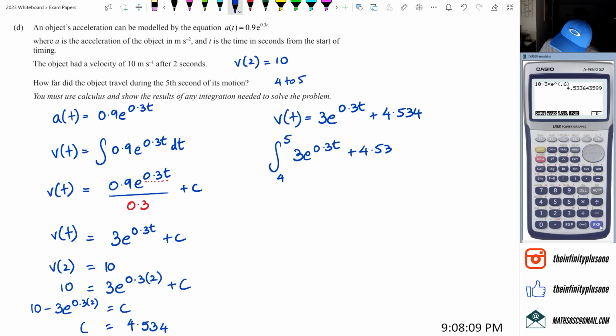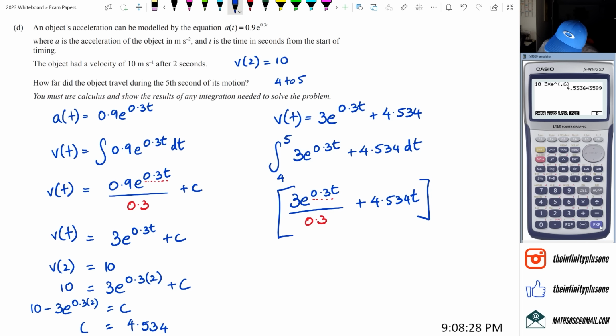So the integral of 3e^(0.3t) plus 4.534 dt. When I integrate this, I'm going to get 3e^(0.3t) divided by the differentiation of the power, which is 0.3, plus 4.534t, and this is between 5 and 4.